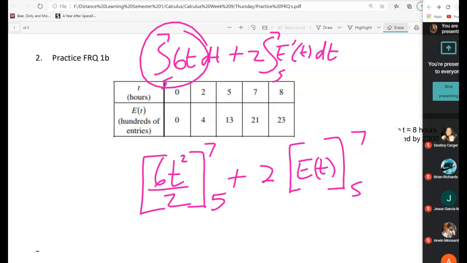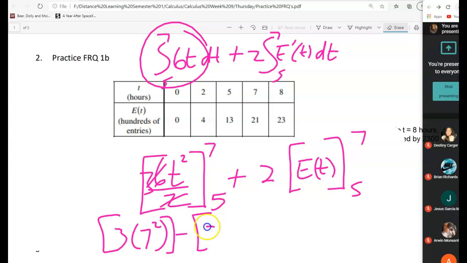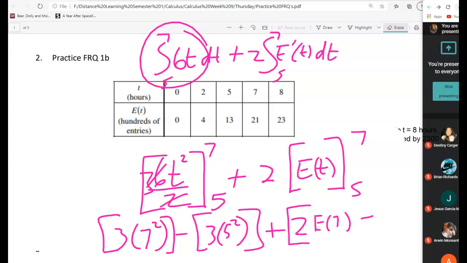Right. And the next thing we're going to do is go ahead and just plug in our answer here. 2 goes into 6 3 times, so I'm just going to change that to a 3 right now. So I really just have 3t squared. So it's going to be 3 times 7 squared minus 3 times 5 squared plus 2 times e of 7 minus 2 times e of 5.